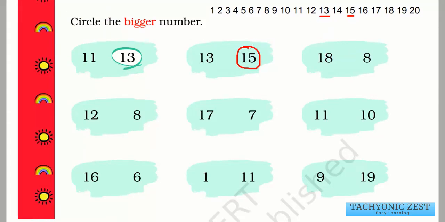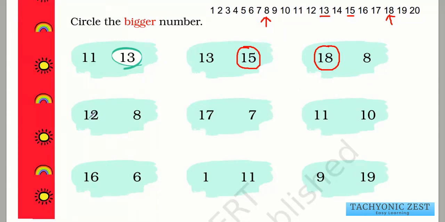So we can see that 8 is here, and 18 is here. Which is the bigger number? 18. Why? Because 18 comes after 8. So the bigger number out of 18 and 8 is 18.